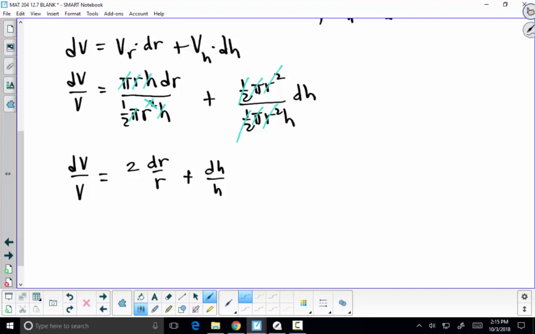So we got that. So that is our percentage change formula. This tells us the percentage change in v relative to the percentage change in r and h. So you can see that a change in radius has more impact than a change in height, since the change in radius has a multiplier of 2 out in front of it. So if the radius is changing, that's going to have more of an effect on the volume changing than the height changing. So now let's go up here.